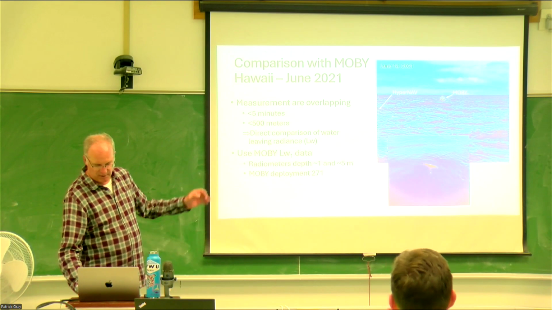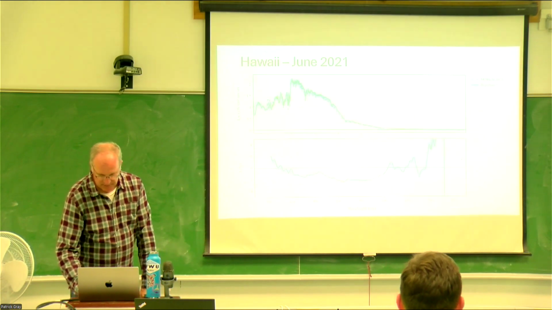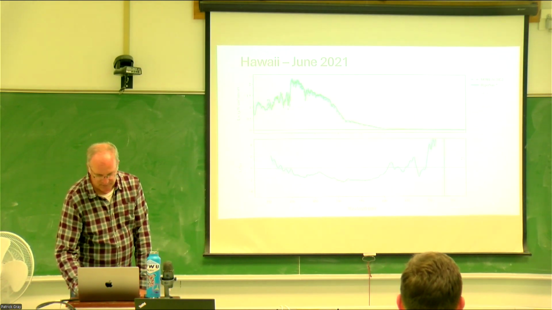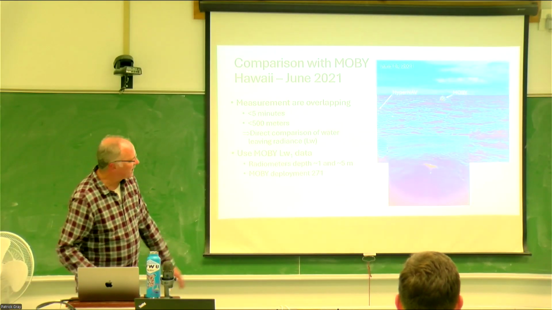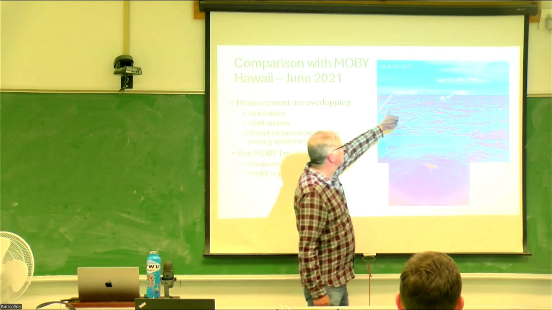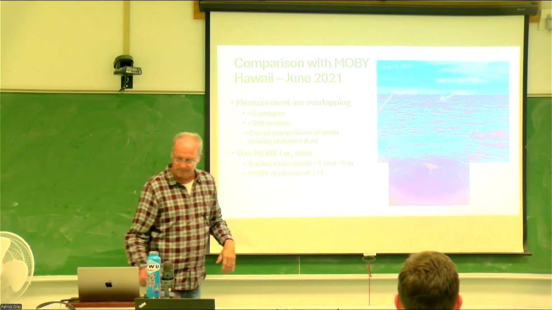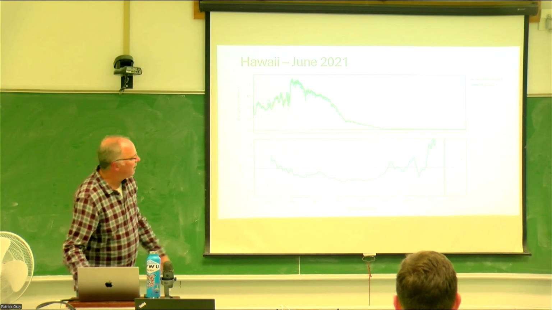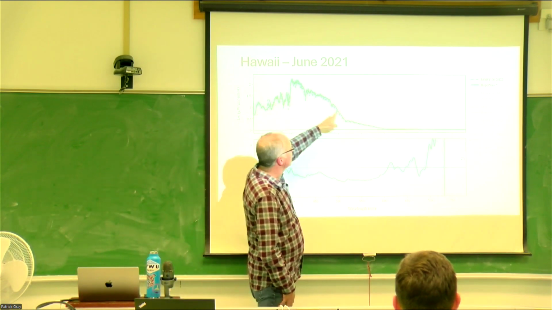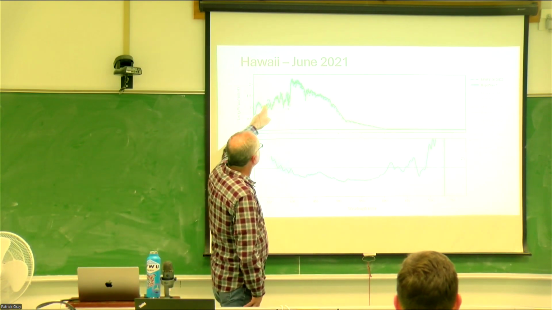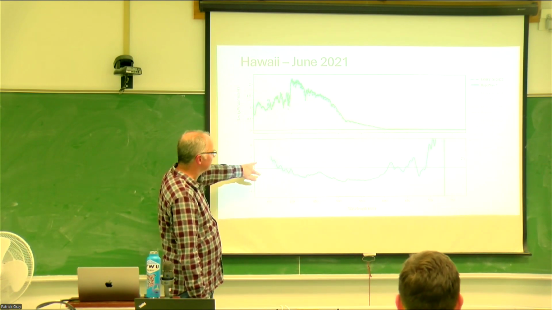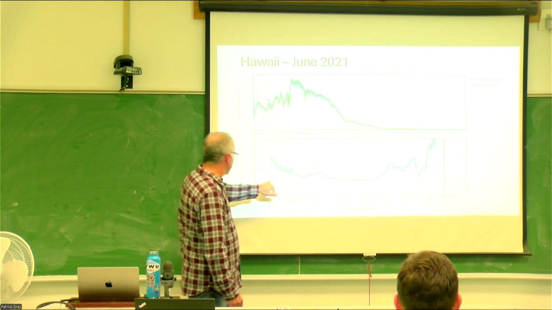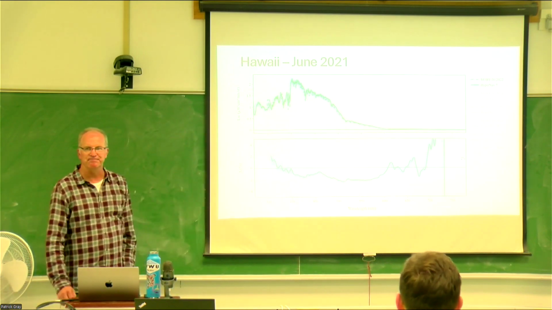All right, where are we? I think I'm gonna skip over some comparisons, but we did a really quick field campaign to compare HyperNav against Mobi over one week. So that's what this is. This is Mobi, the dash line, and then the solid green is our HyperNav, and this is the difference between the two. It's not too bad. They're sort of within 2% of each other.